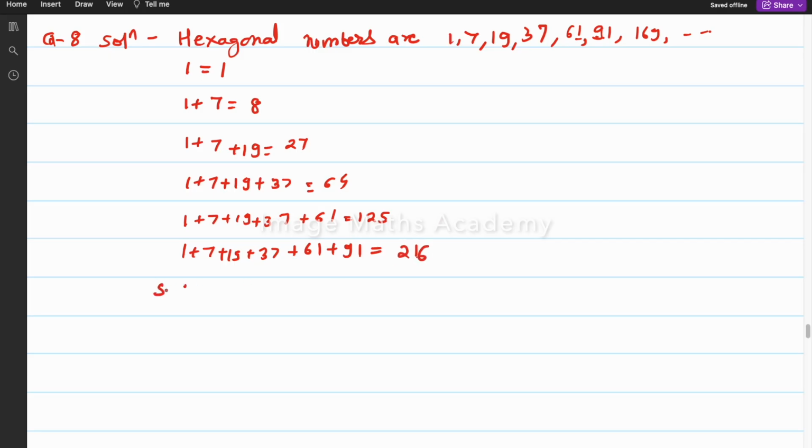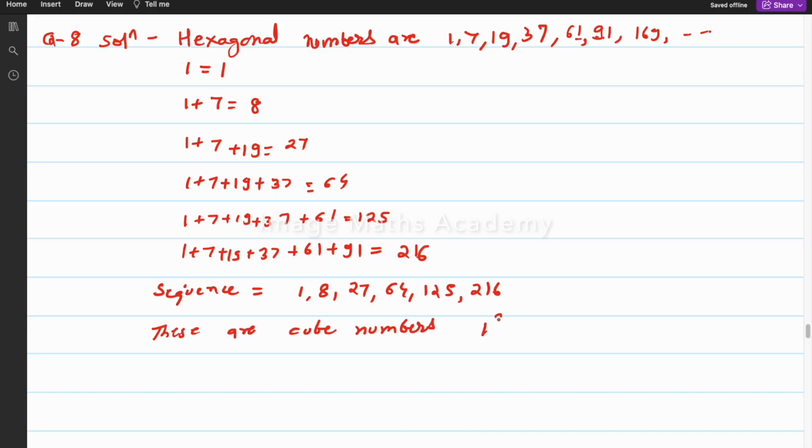So sequence कौन सा मिला हमको? Sequence equal to 1, 8, 27, 64, 125, 216. All these are cube numbers. किसके किसके cube numbers है? 1 cube, 2 cube, 3 cube, 4 cube, 5 cube and so on.